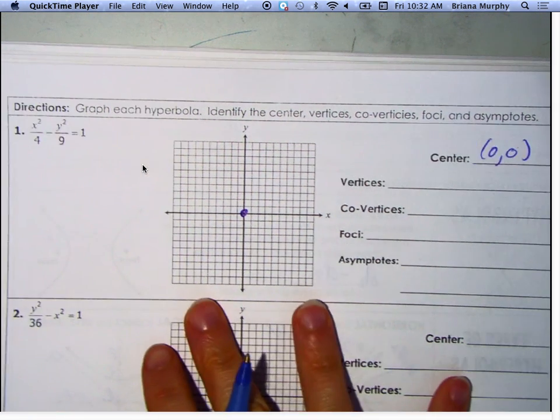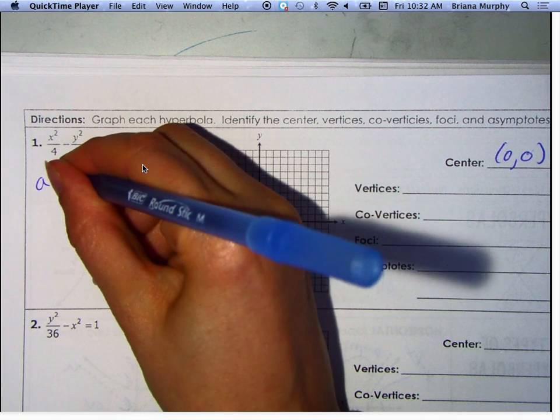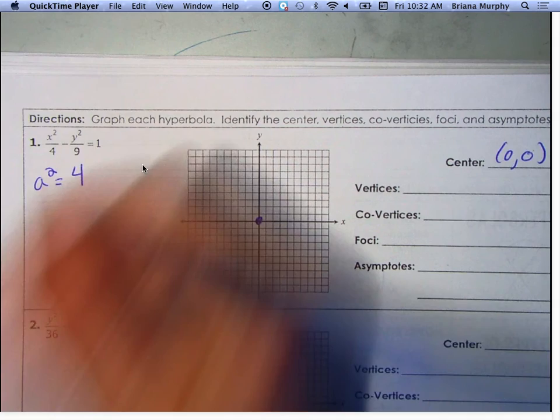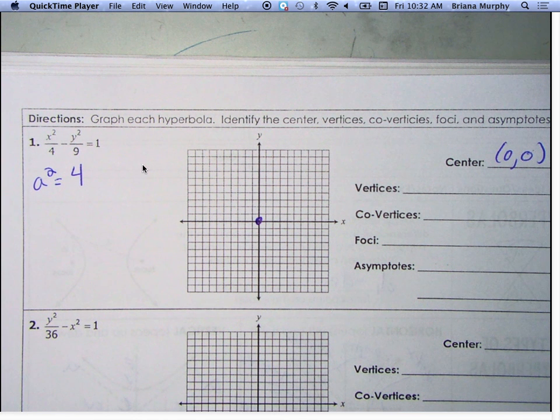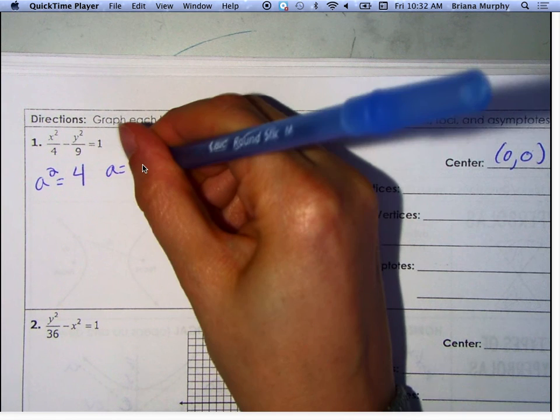Now, I need to find what A is in order to graph the vertices. What's A squared? Try again. 4. It's not like with ellipses. In ellipses, it was whichever one's bigger. For hyperbolas, it's always which one is first. So it doesn't matter if it's big or small. No. So what's A going to be? Plus or minus 2.